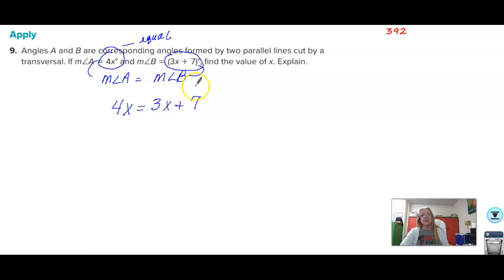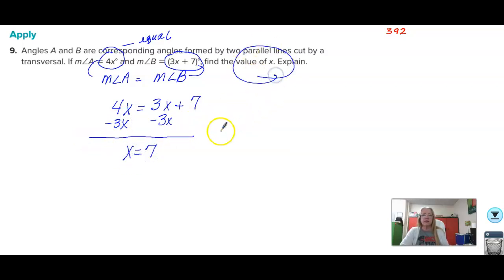And we've done problems like this before. This is just an equation that has variables on both sides. When we do that, we want to get rid of the smaller variable, which would be 3x. So we subtract 3x from both sides, and that gives us x equals 7. And it just wants us to find the value of x, so x is 7 right there.